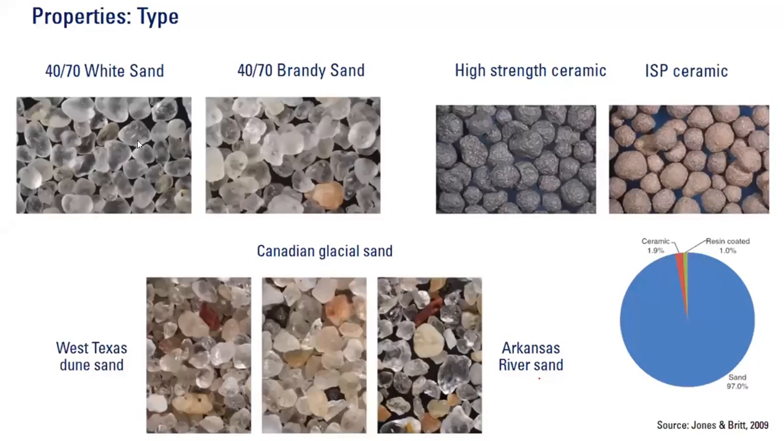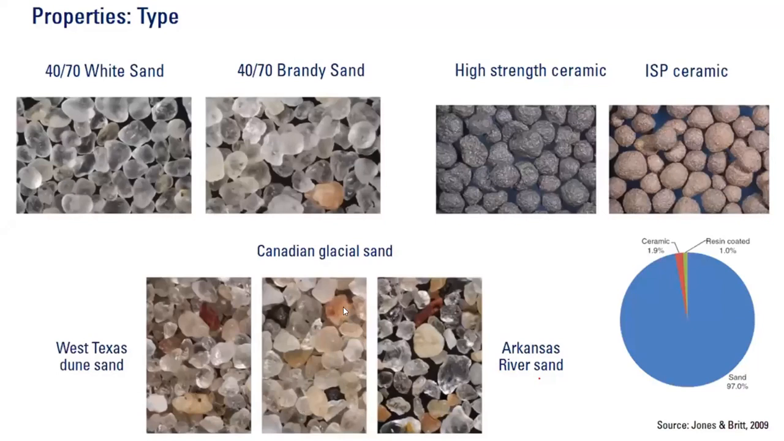All right. So we have different types of proppants. We have the white sand, which is more rounded than the brown sand. Then you have natural sands that have also been used for hydraulic fracturing, like the one obtained from the Arkansas River sand. We have the Canadian and the West Texas sand. These ones are natural sands that are very cheap to obtain.